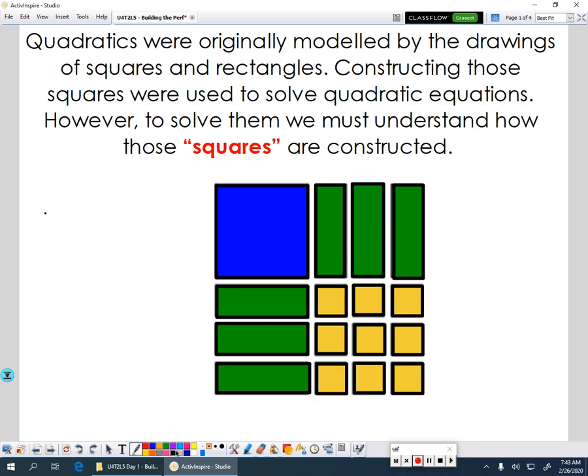Quadratic equations can be written as expressions raised to a power of 2, or in this case we could say (x + 2)². And it's important to know that originally quadratics were modeled by drawings that represented squares and rectangles. Today we're going to represent these areas for these quadratic expressions using squares, but it's important to understand how we make these squares, because today's lesson is all about building a perfect square.